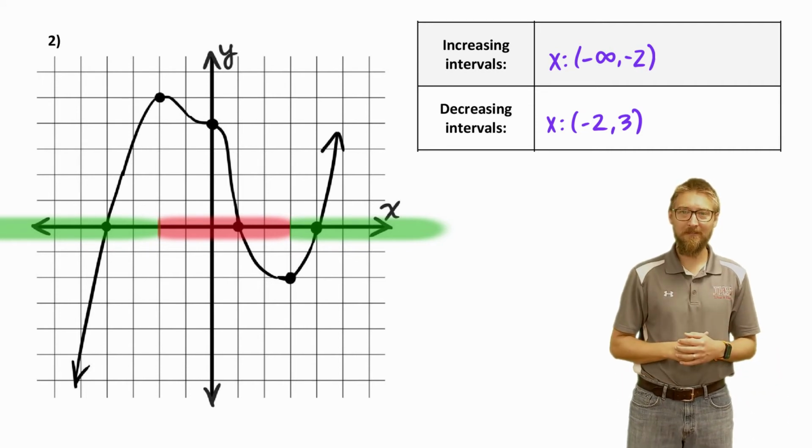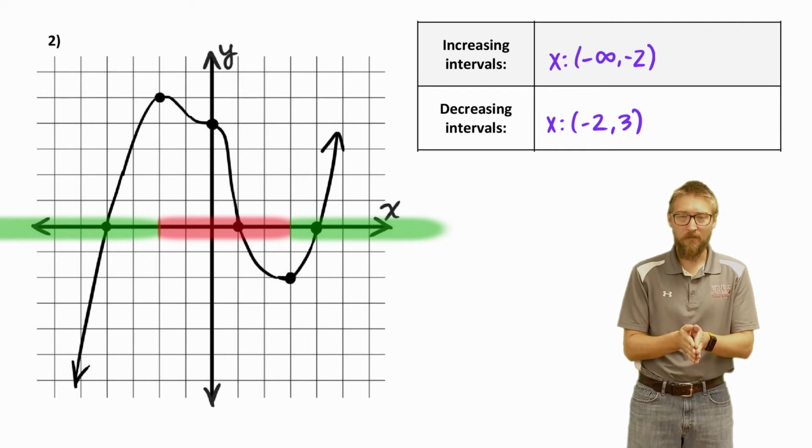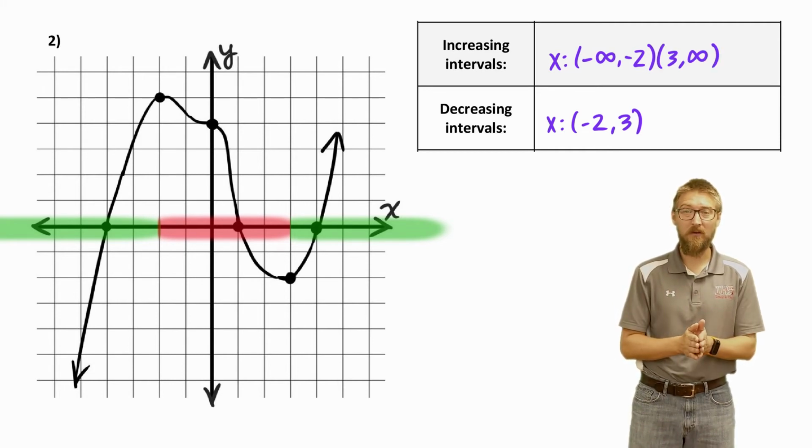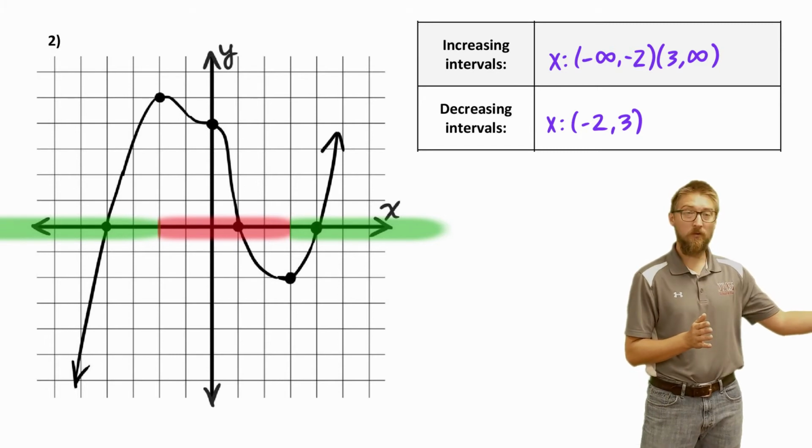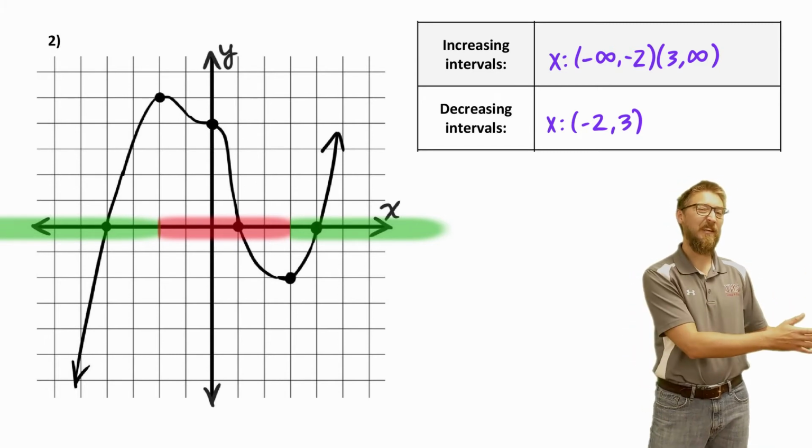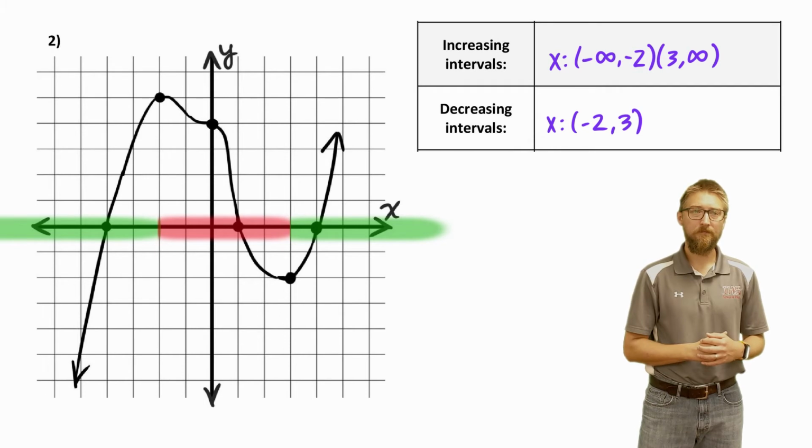But how do we record that idea? Well, when did we start going up the roller coaster again? Happened at the x value of 3. How long were we going up the roller coaster? Forever. So from 3 to infinity is how we would record that.